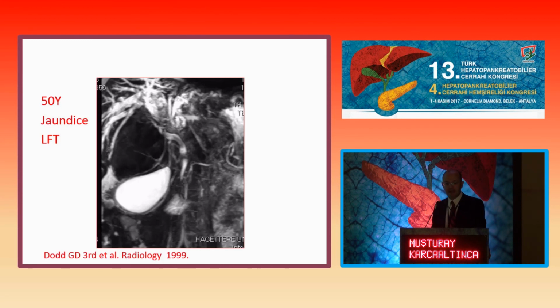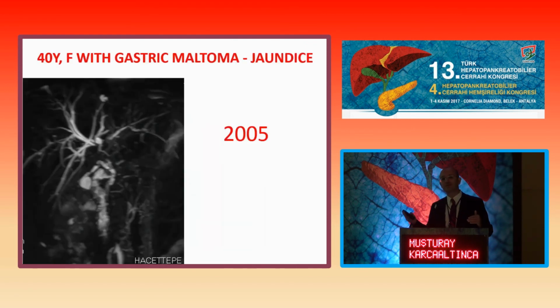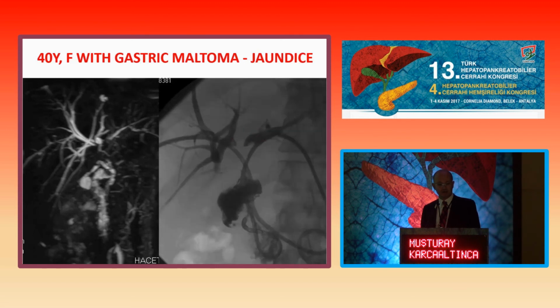And also sometimes a normal liver can look like a tumor, and this is a very nice example. This was referred to us as a mass within the liver, but we know that this is very typical for an end-stage primary sclerosing cholangitis, and this is known as pseudotumor appearance. So it's an end-stage disease, and you shouldn't call this a tumor, because if you remove this part of the liver, the patient would die, because this is the only normal part of the liver in these patients. And it is due to caudate hypertrophy.